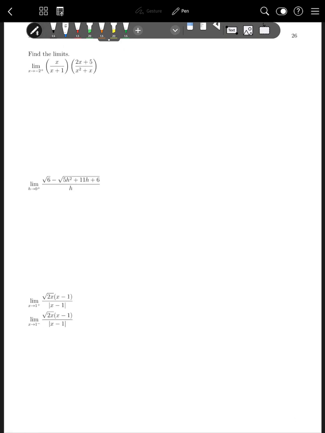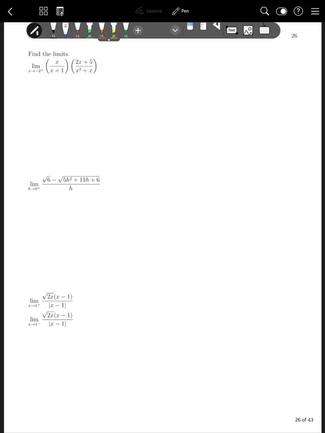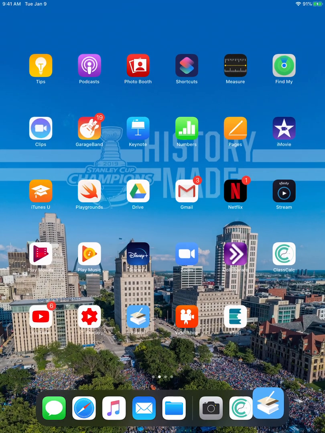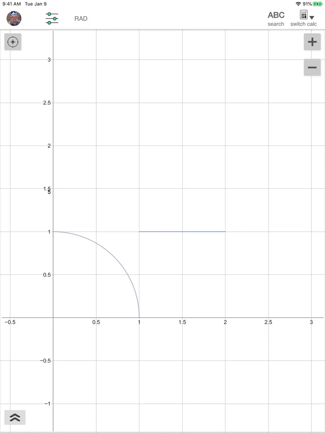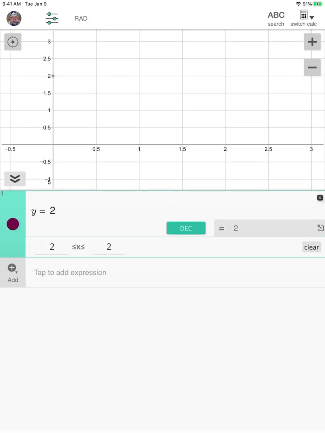So the next thing we want to do is find these two-sided limits. Now, one of the interesting things about these is there are a few different things that could happen. So the first thing you probably want to do when you're looking at these is graph them. Okay, so let's go ahead and graph this first equation. So I'm going to get rid of all the stuff I graphed before.